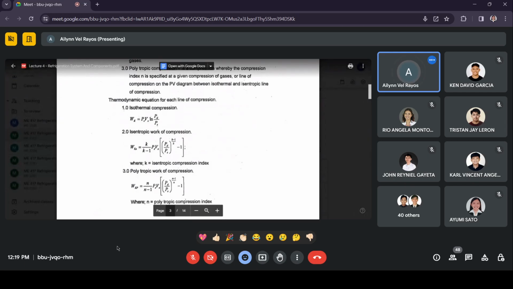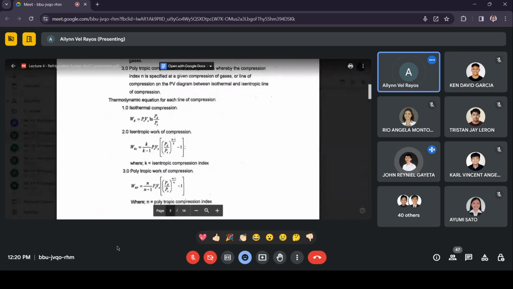Naintindihan? Pero, yun nga, kapag actual vapor compression cycle siya, alam naman natin, hindi na siya isentropic compression. So naka-indicate na doon kung ano yung process doon sa work of compression or yung compression process. Okay? Naintindihan ba?